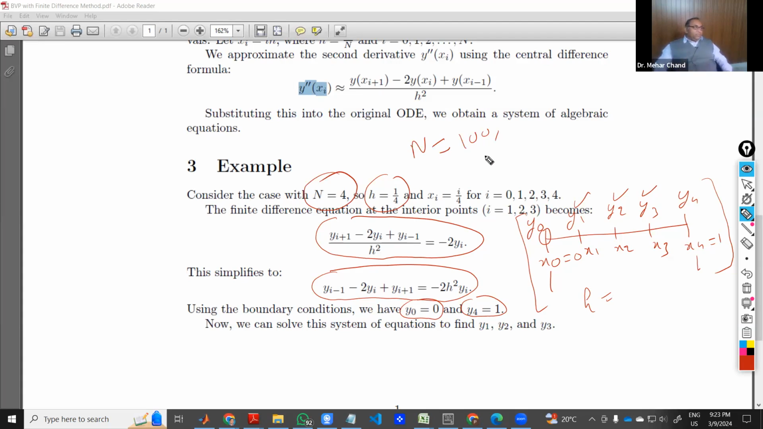So from the equation which we just simplified here, we put i equal to 1, 2, and 3 in this equation, and ultimately we have the system of equations.